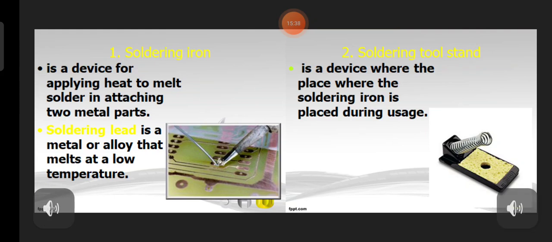Another soldering tool is what we call the soldering tool stand. It is a device or the place where the soldering iron is placed during the usage. This will keep the soldering iron away from flammable materials. The stand often comes with a sponge used in cleaning the tip of the soldering iron.